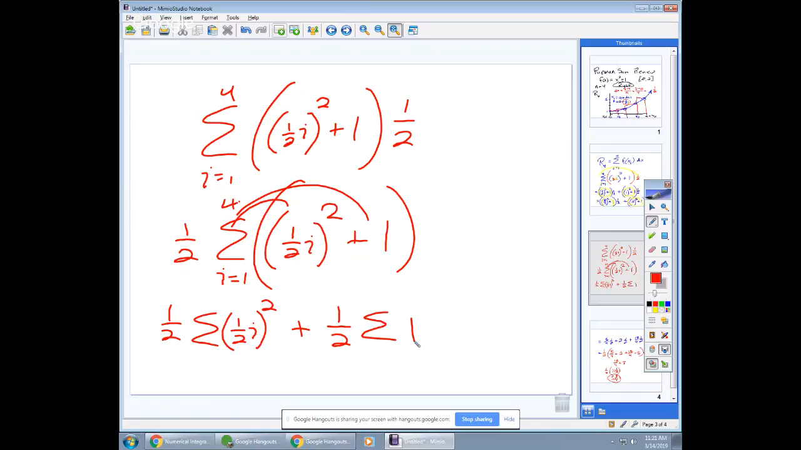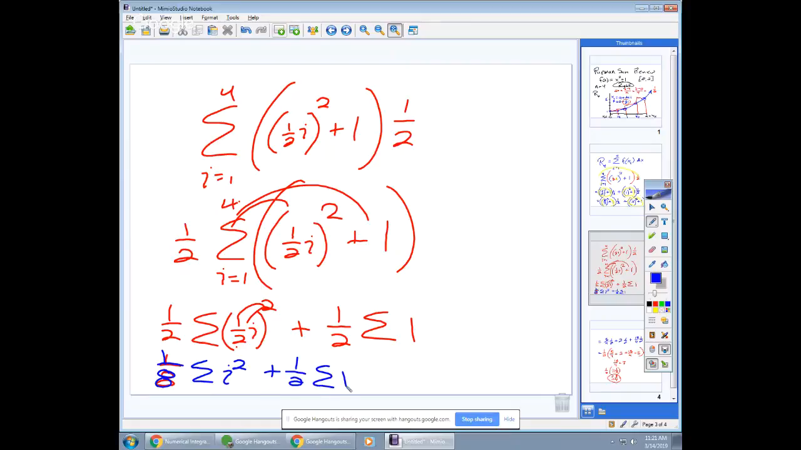And this over here I could break down even further because I could square the half and the i, because then this will be a constant multiple right there. So 1/2 squared is 1/4, and bringing that out times this half, I would have 1/8, the sum of i squareds. And I have 1/2 times the sum of ones.